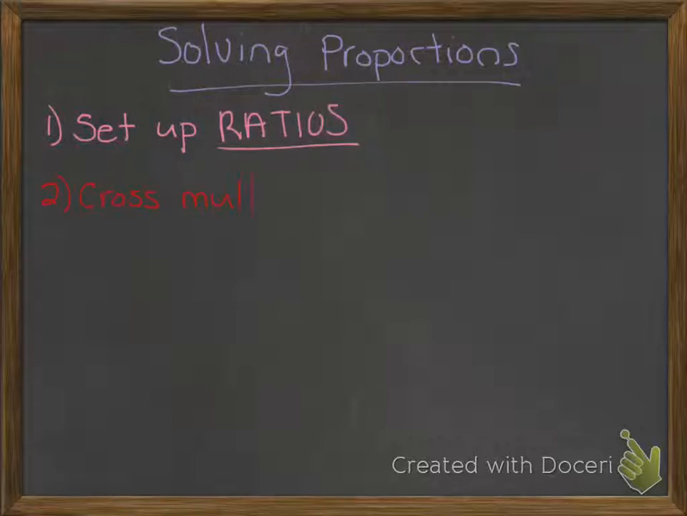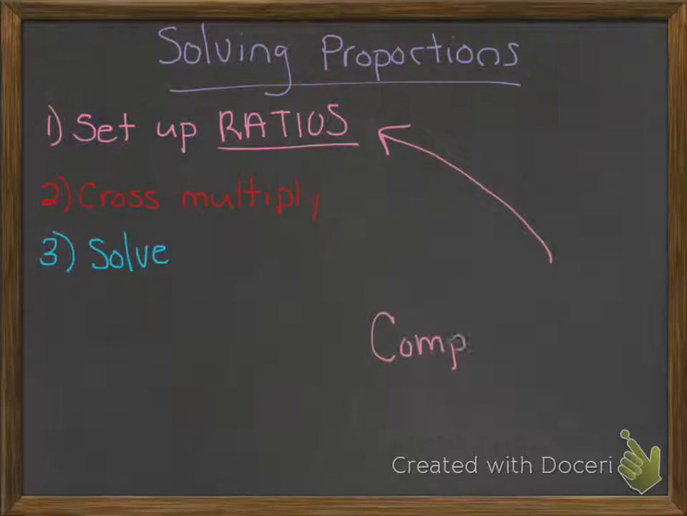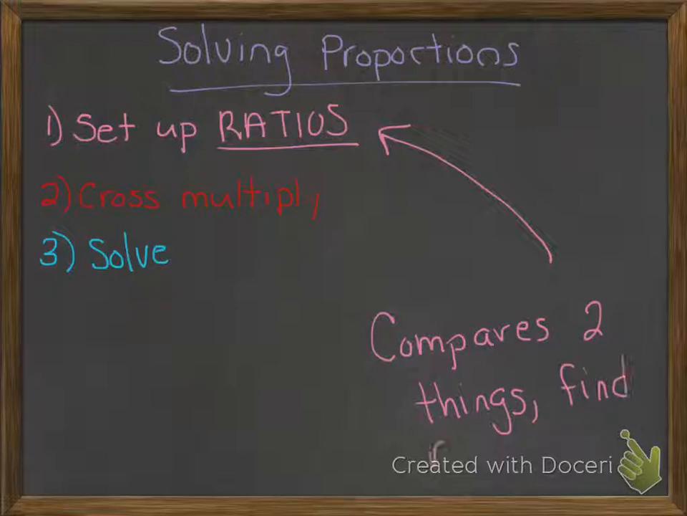Once we have our ratios set up, we're going to cross multiply, and then we're going to get our x, or whatever our variable is, by itself. We're going to solve for it. All ratios are a way to compare two things. So in order to set up a ratio, we're going to find the relationships. So let's go ahead and practice.